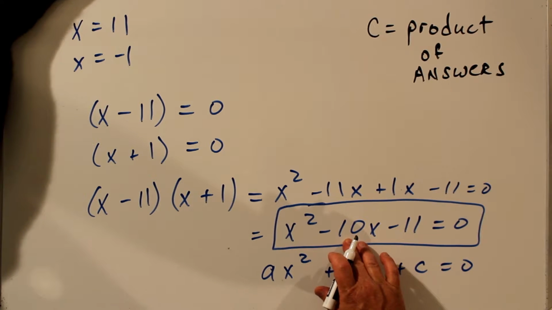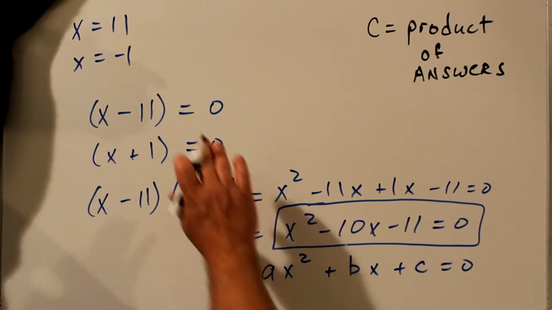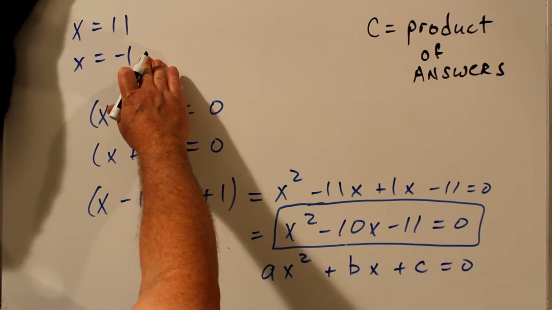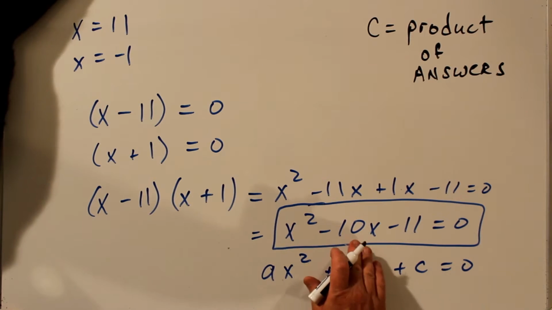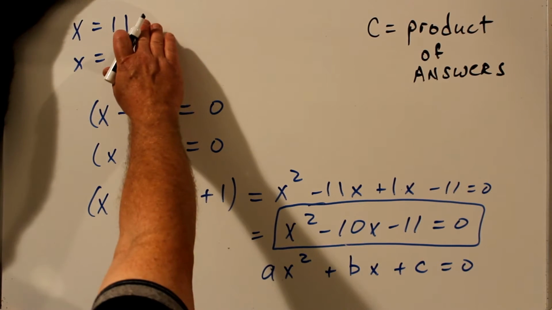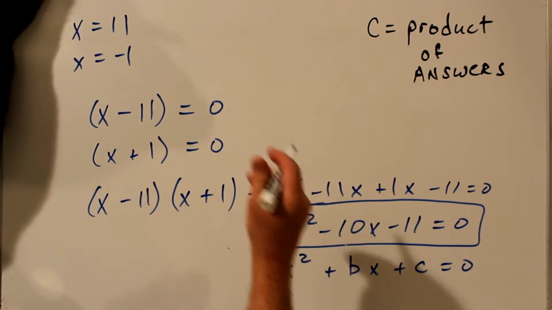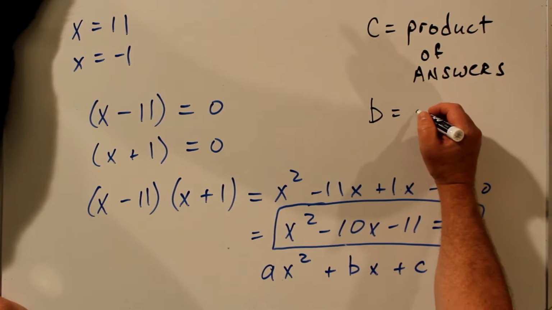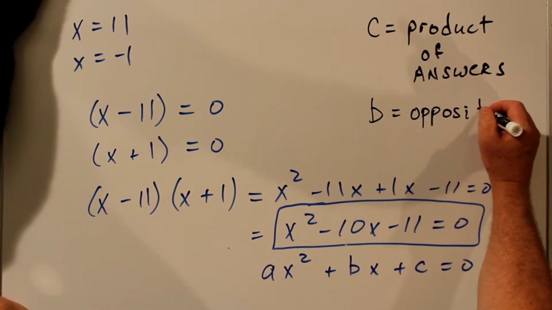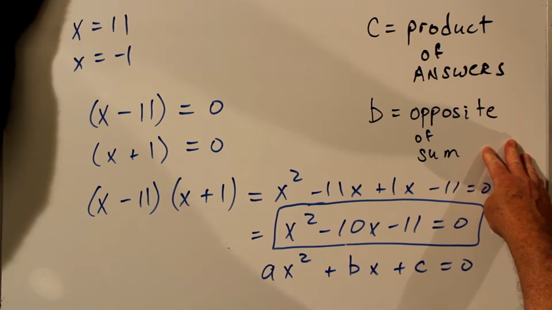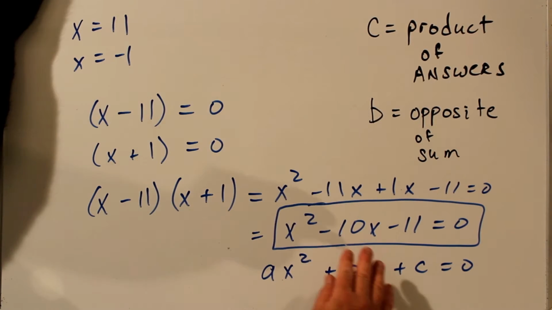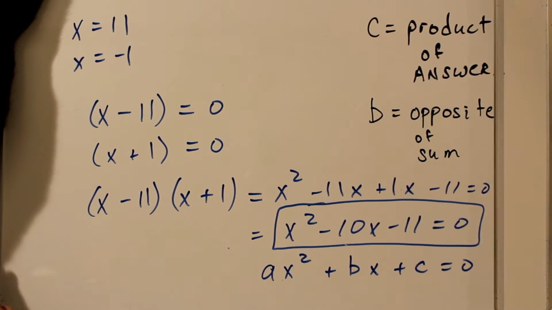How did we get to negative 10 for b? Given that 11 minus 1 is positive 10, how did we get to negative 10? And the answer is you take the sum of the two answers and the opposite of it. So b equals the opposite of the sum. So given these two facts, we can go directly from the answers to the quadratic equation.